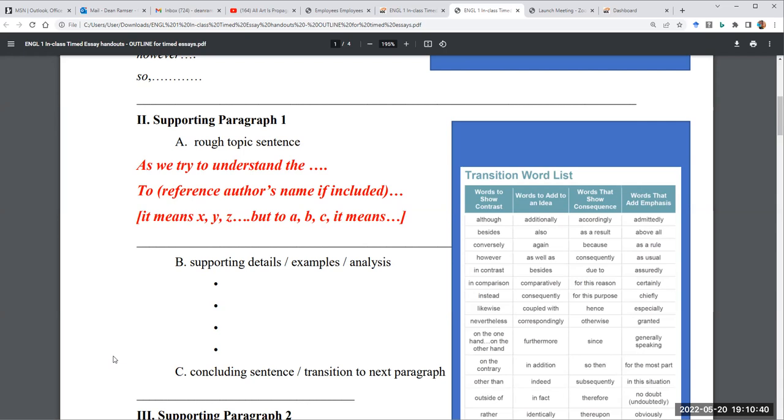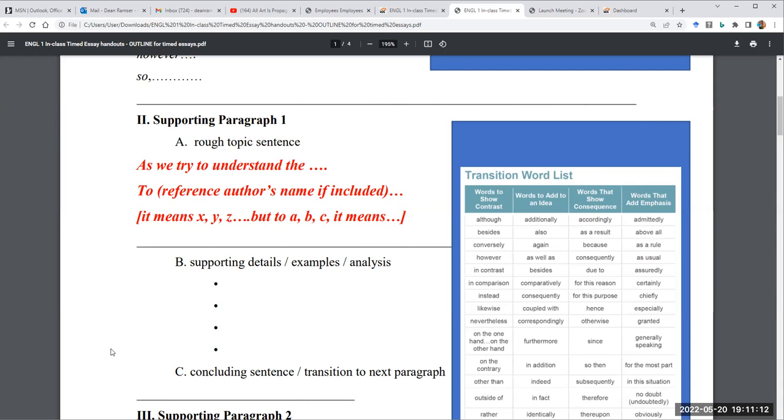Each paragraph should have at least 5 to 7 sentences. Each paragraph is going to have a topic sentence, which is on the screen here. Each paragraph is going to have supporting details, examples, or analysis. And those examples and analysis could be in-text citations. For your essays, you need to have at least 2 in-text citations per paragraph. And the in-text citation could be a summary, a paraphrase, or a direct quote. But in all three cases, you're still going to have to cite the source.